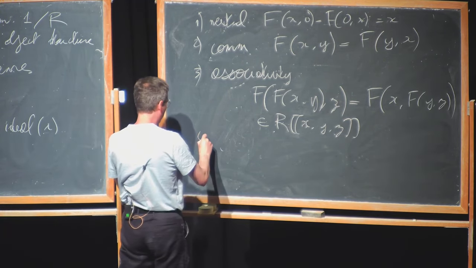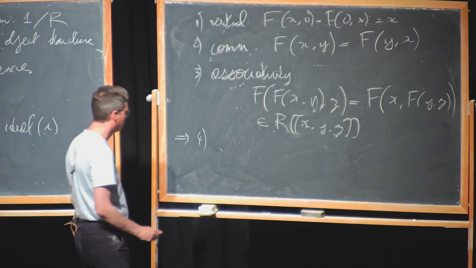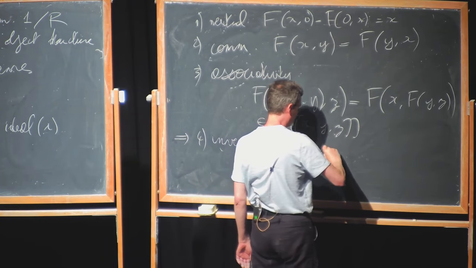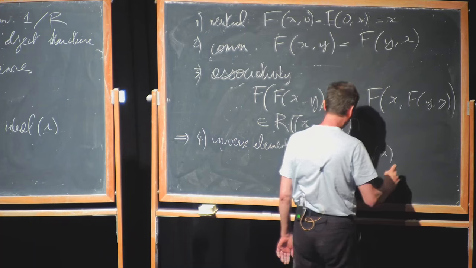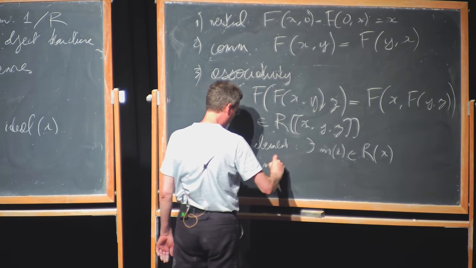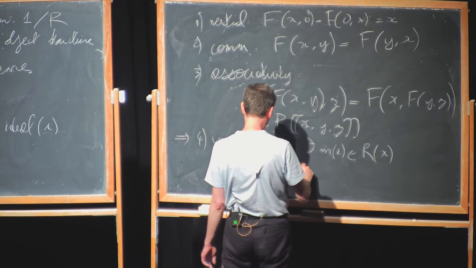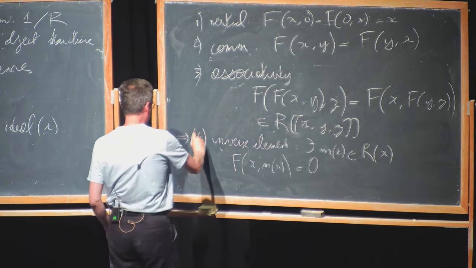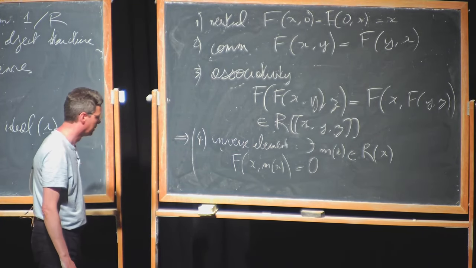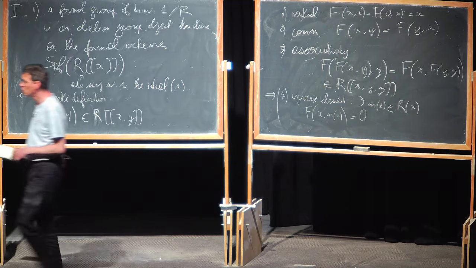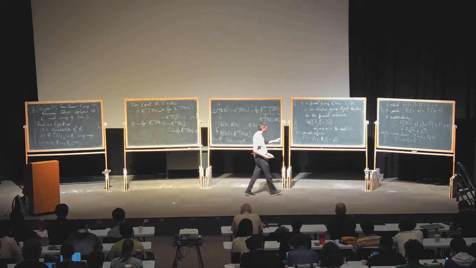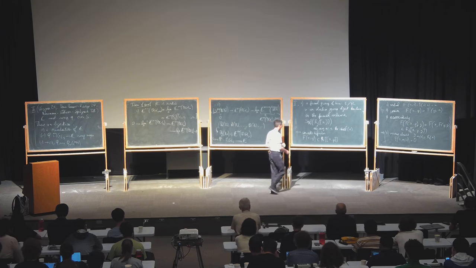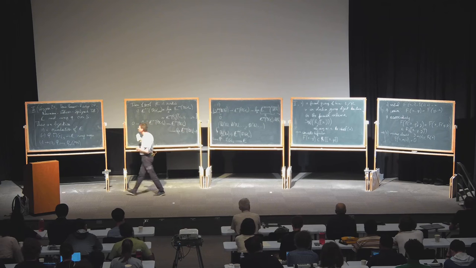Maybe a remark is that this axiom implies another axiom, the inverse element. So there exists an M(X) in R double bracket X, which plays the role of the inverse element, so that F(X, M(X)) is equal to 0. This axiom actually follows from the one above. If you have never seen this, it can be very surprising. But if you write carefully what a formal group object structure is, you will exactly fall into this definition. Then maybe.